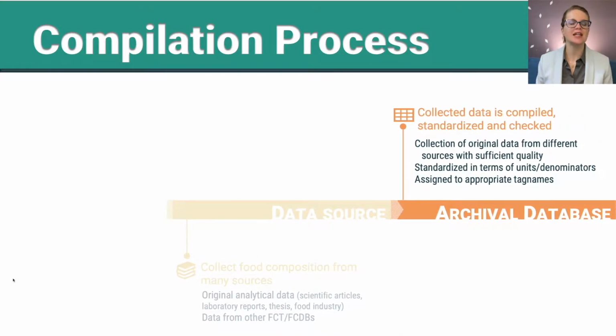So the next step is the archival database, and in the archival database is where we compile all the data that we could collect in the data sources. So at this level we are going to collect original data from different sources. We should not perform any changes or calculations in this data, except for the standardization in terms of units and also denominators. So all the different values compiled from the sources that we could collect in step 1 should be converted to the same unit and to the same denominator. And when I say denominator, I mean per 100 grams of edible portion on fresh weight basis, because this is the denominator that we use in food composition tables.